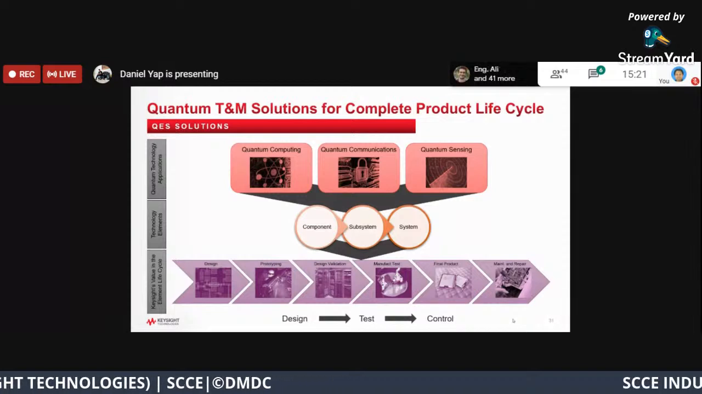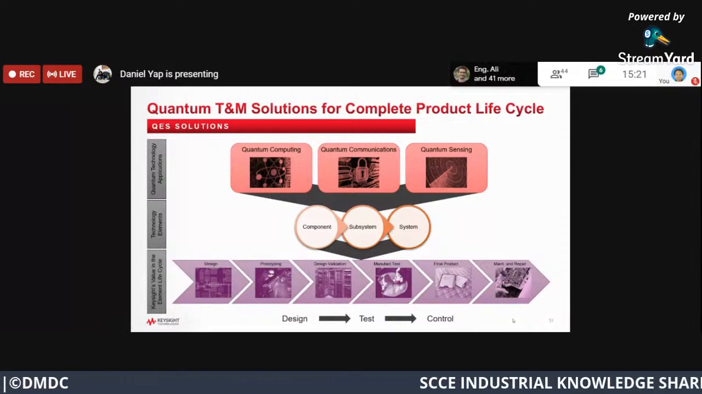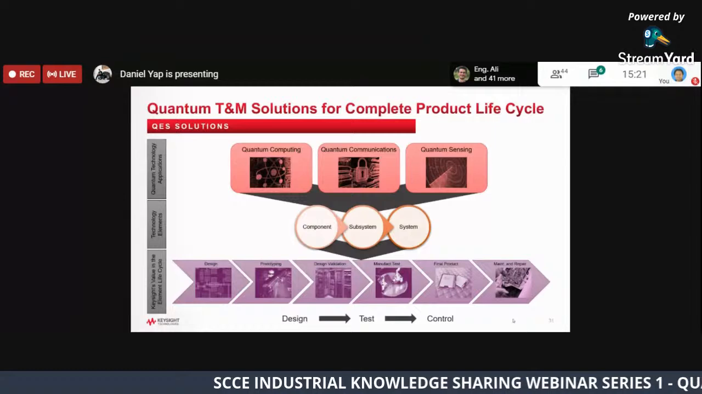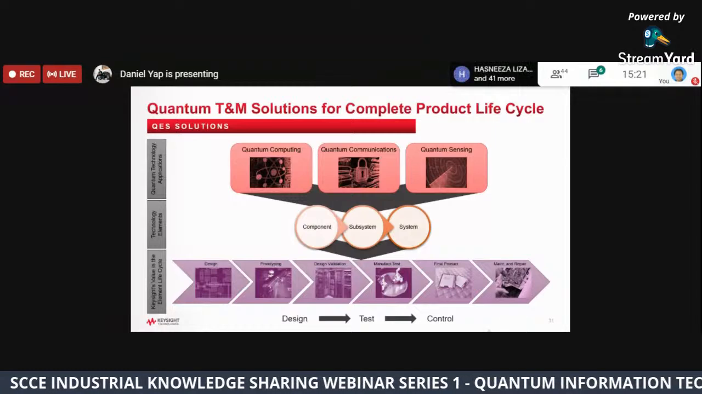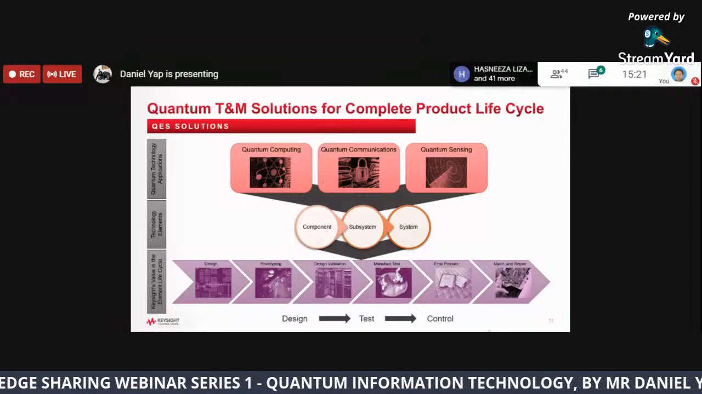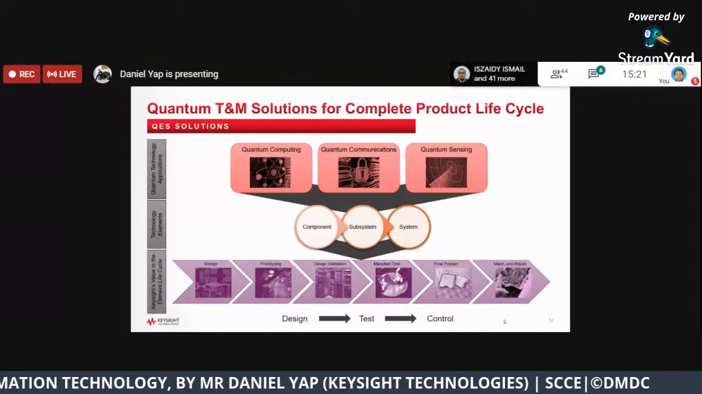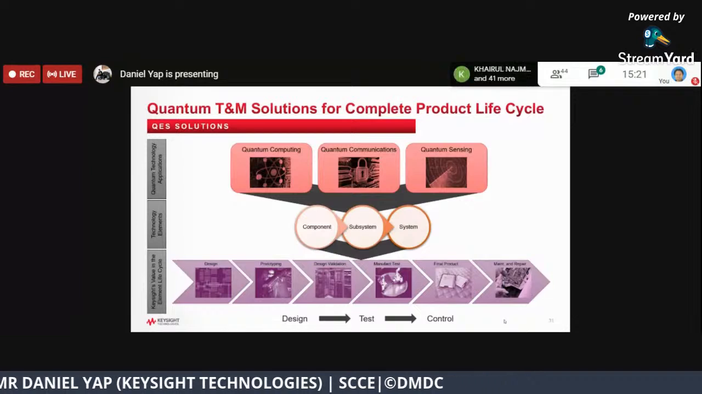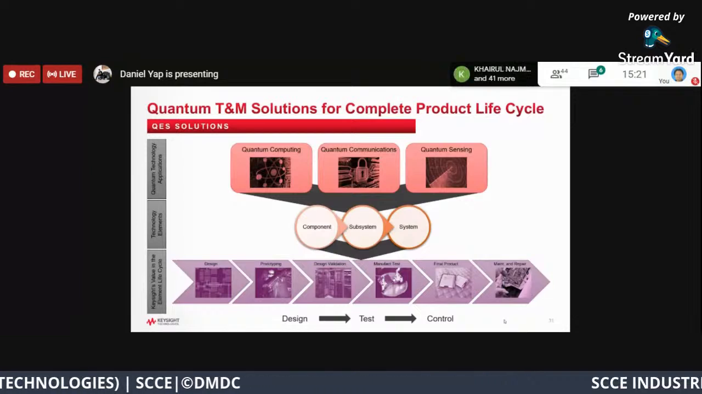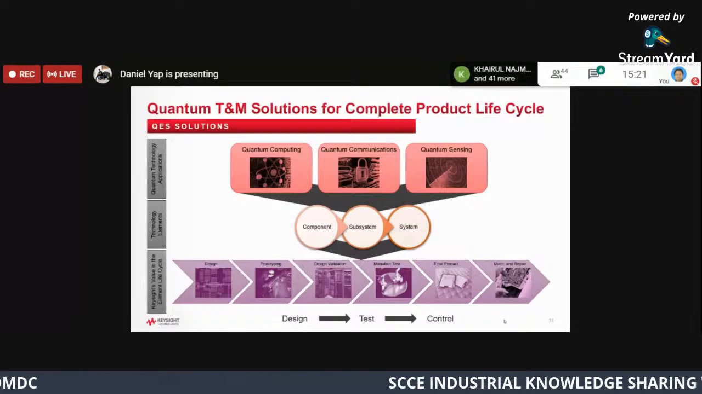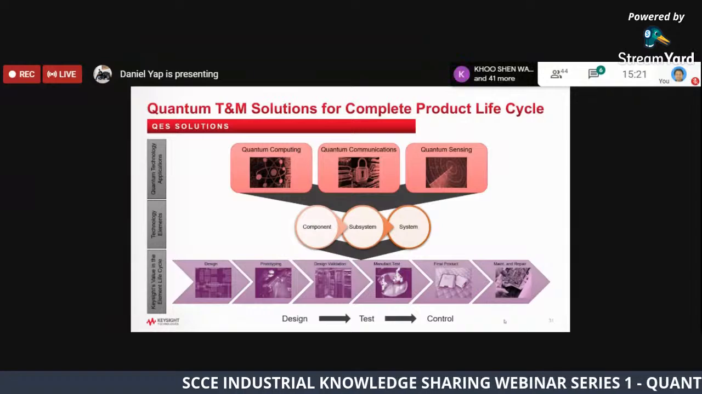Maybe one day there's opportunity for UniMed to look into this. So let's look into quantum computing on the application layer. You have computing, you have communication, and you have sensing. And then if you go one level down, most of the systems, components, or technology elements are pretty much the same.